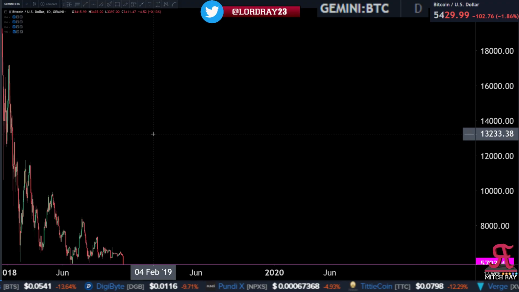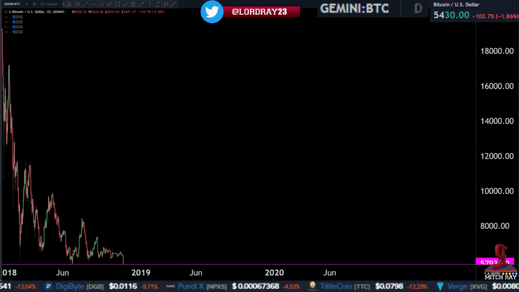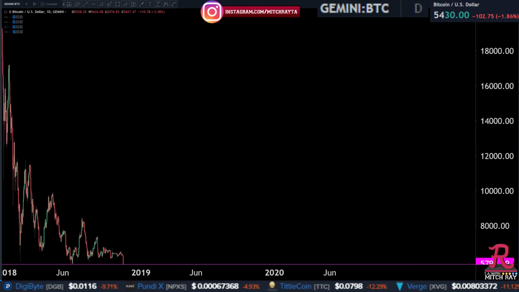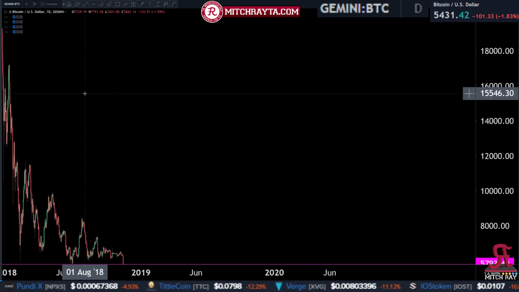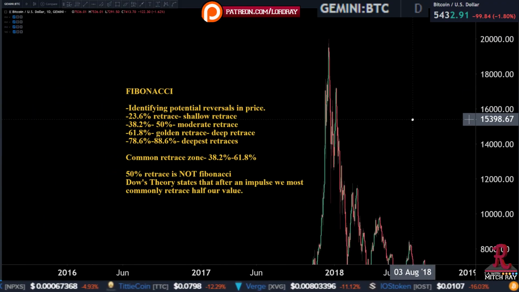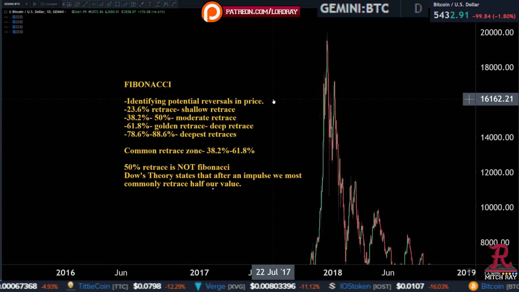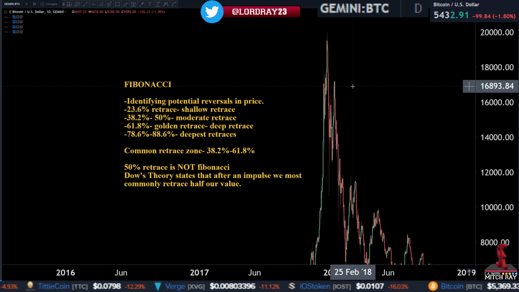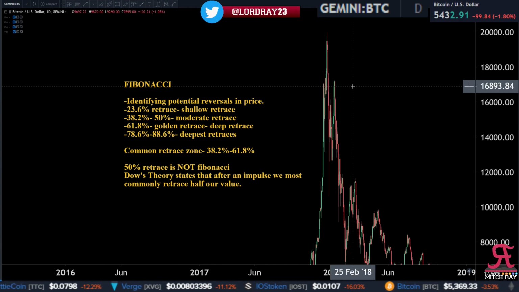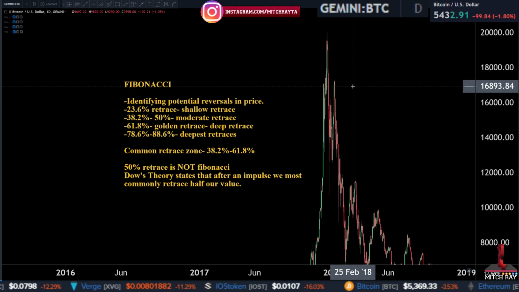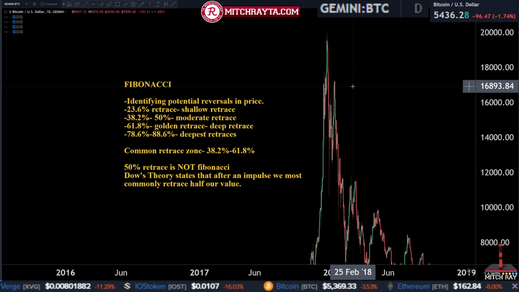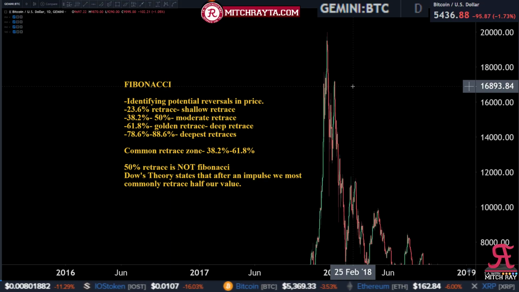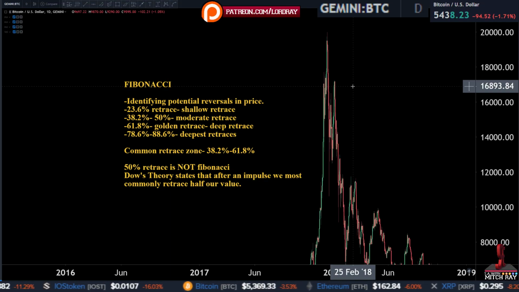All right, so what is Fibonacci? Fibonacci is pretty simple. They're ratios used to identify potential reversal levels in price action. And so we're just going to go ahead and get into this. There are Fibonacci numbers we use, and you're only going to use a handful of them. So a 23.6% retrace is a Fibonacci number. It's a sequential number. That is our most shallow retrace.